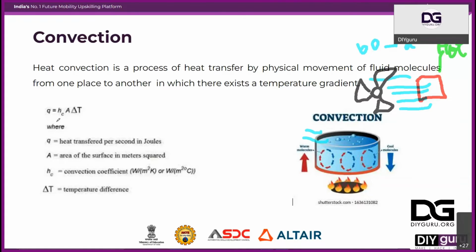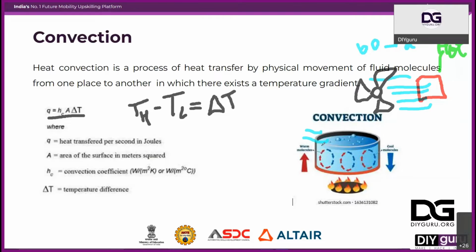So this is the formula that we're going to use. Q is the heat transfer per second in joules. h is the convection coefficient. The temperature difference is called del T, that is T of the hot body minus T of the cool body. And A is the convection area.